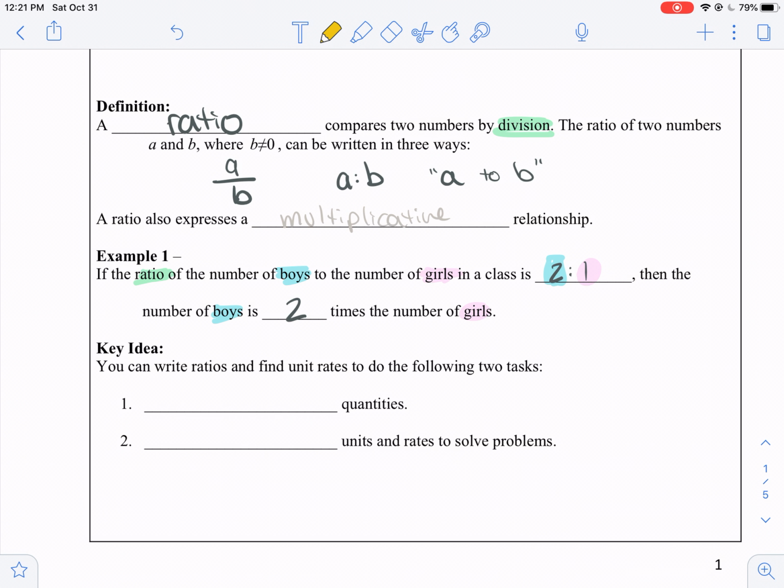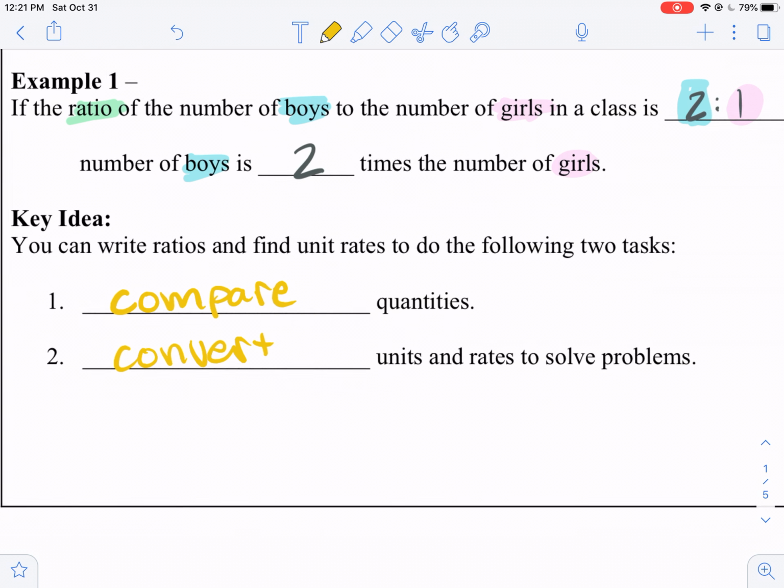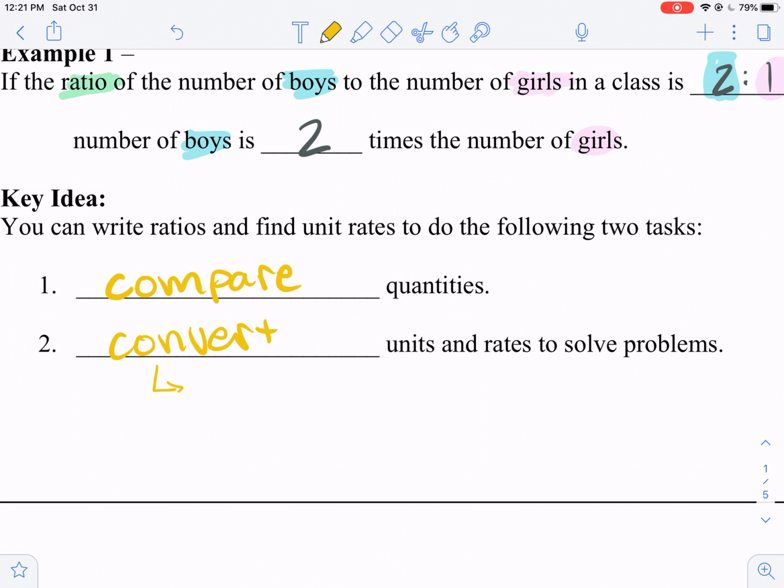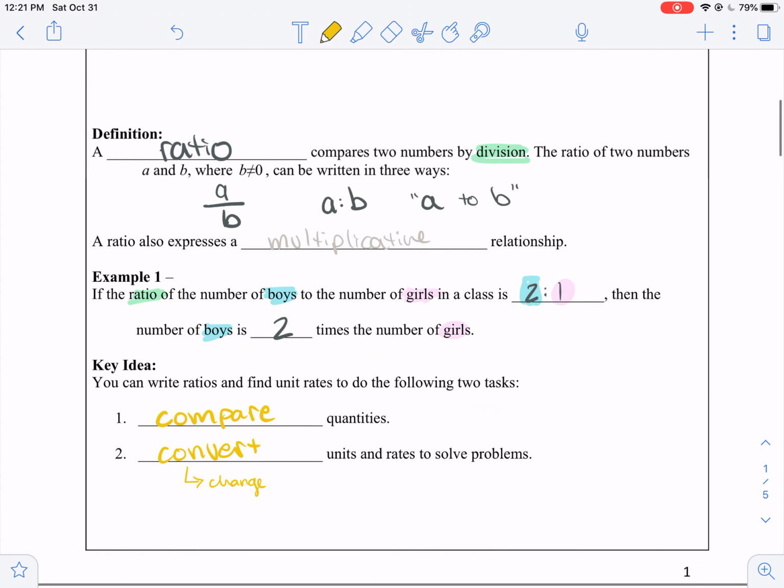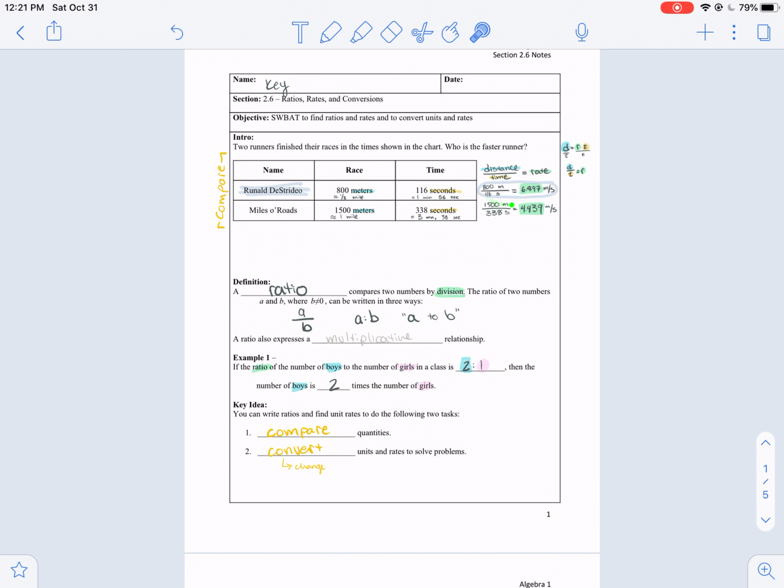You can write ratios and find unit rates to do two things. First, you can compare quantities, and then you can also convert units, and you convert rates, they're just units, to solve problems. Convert means change. So if I needed to convert meters per second, for example, to miles per hour, that would be a conversion.